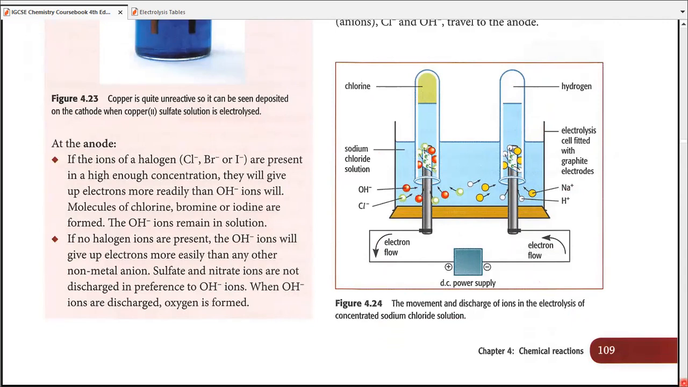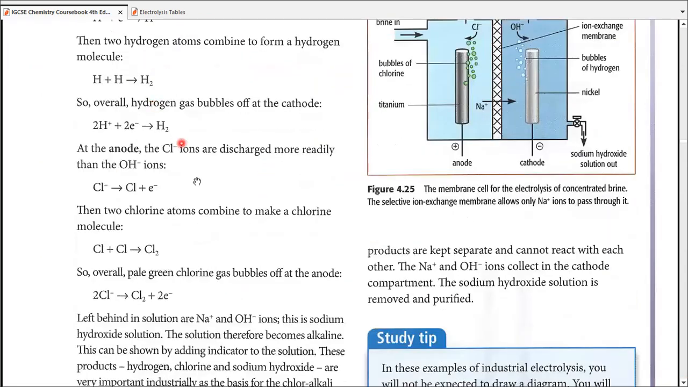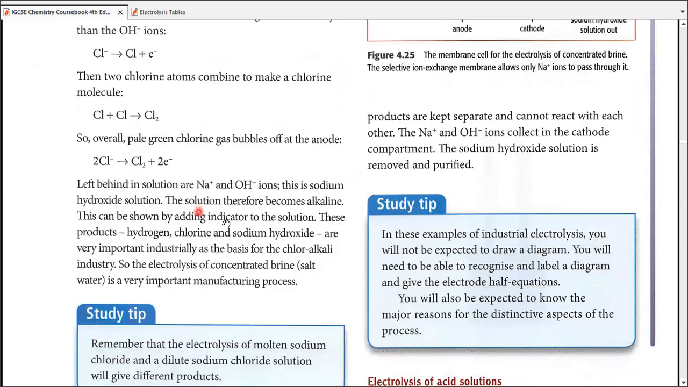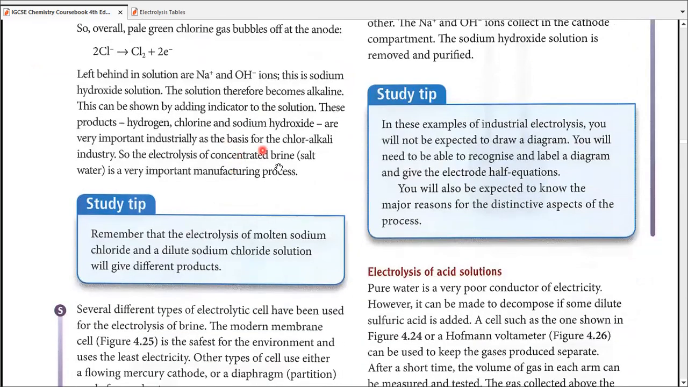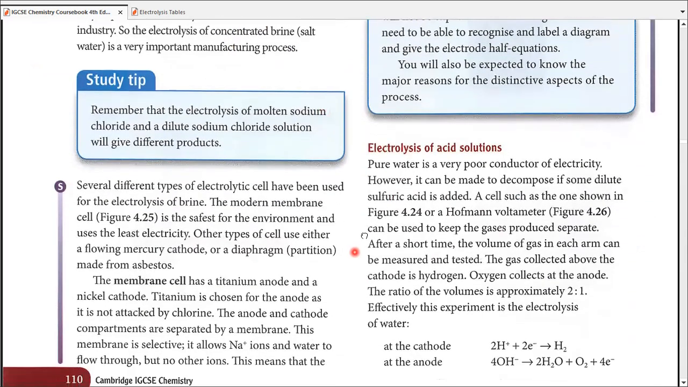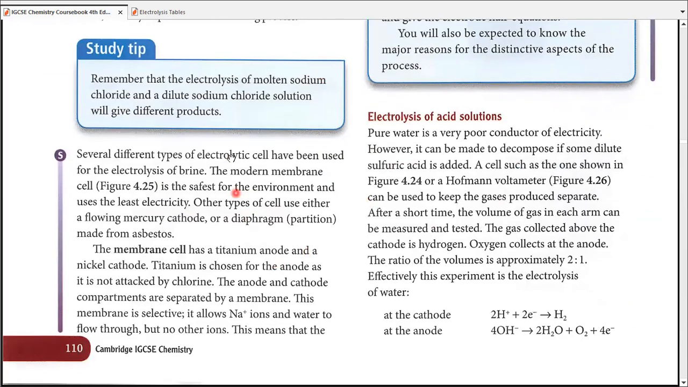So while performing it in lab, we get hydrogen at cathode, chlorine at anode, and sodium hydroxide solution as a change to electrolyte. But if we talk about doing that in industry or on a larger scale, membrane cells are considered to be the most modern of the systems. A membrane cell has a titanium anode, a nickel cathode. Hydrogen won't attack nickel, chlorine won't attack titanium, so they are chosen for their respective electrode materials.